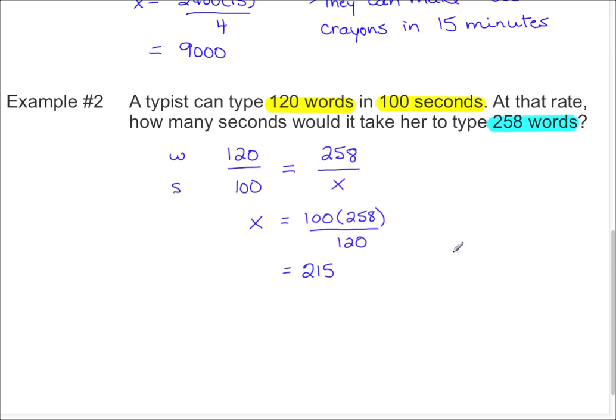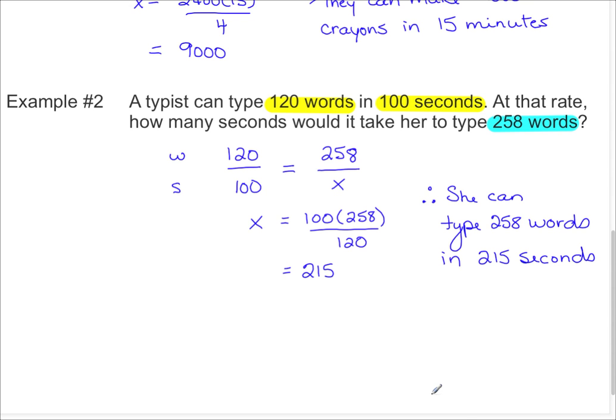215. So we need a therefore statement. What were we trying to find? This says at that rate, how many seconds would it take her to type 258 words? So we say therefore, she can type 258 words in 215 seconds. How many minutes would that be?